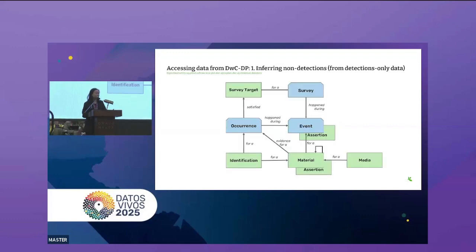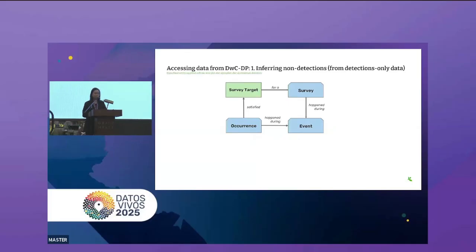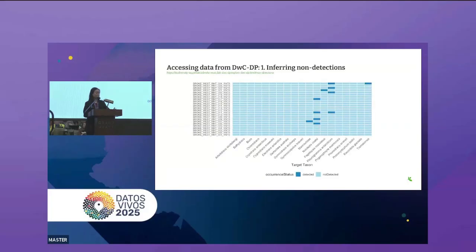So using this concept, I'm looking at these four tables, looking at occurrence. In this data set, occurrences were reported. So looking at the occurrence of all of the events that satisfy the survey targets can be used to infer what was not present. So the y-axis is all the events, and the x-axis is all the target scope. We can see the pale blue are the detections from these detections-only data sets.